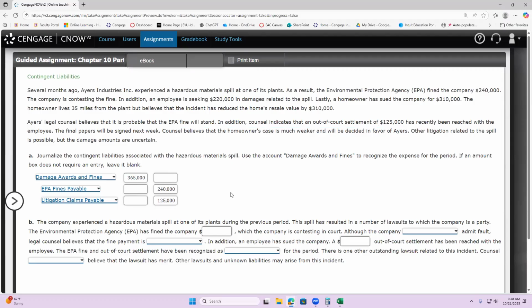So what they're really getting at here is we didn't have to record the one that was remote, where our lawyers are saying that's not going to stand. The guy's house is 35 miles away. He's not going to have a good case. But we do have to record the ones that are probable and estimable, which means they're likely to happen and we can come up with a dollar amount.